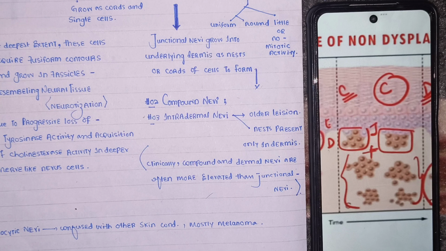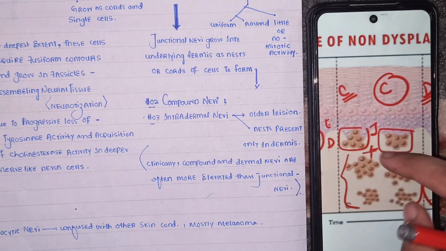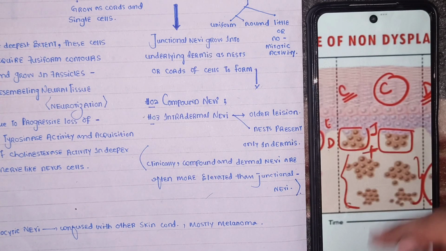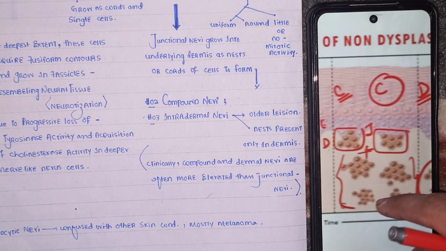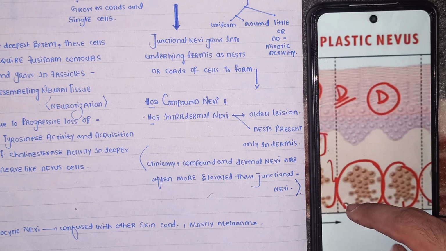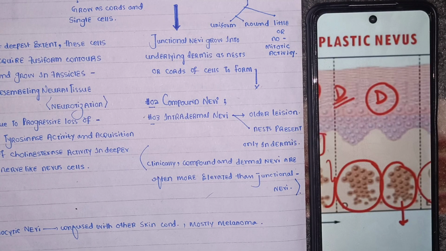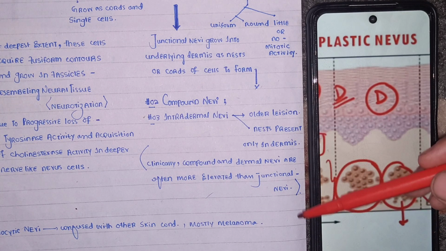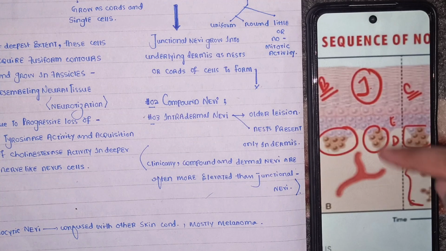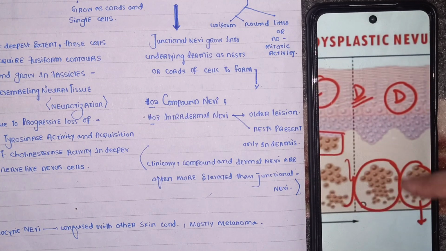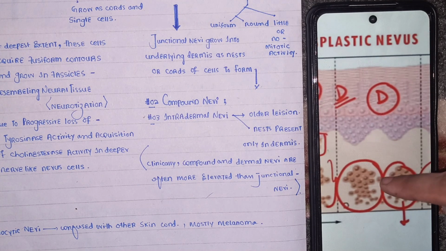When these melanocytes are proliferating and they are completely detached from the dermoepidermal junction and are completely in the dermis, they are now called intradermal nevi. They are obviously the oldest as compared to junctional nevus. Compound nevus and dermal nevus are obviously a little older. This is called intradermal nevus, because this is completely in the dermis.